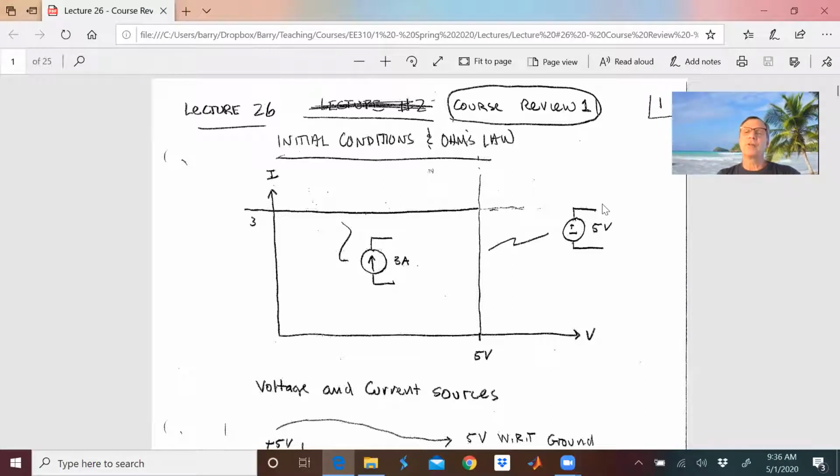And just like every source is a Thevenin source, since Thevenin sources and Norton sources are the same, this is a Norton source. But its Norton resistance is going to be very high.